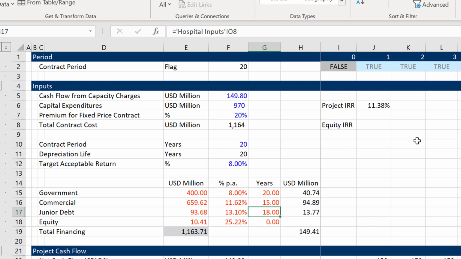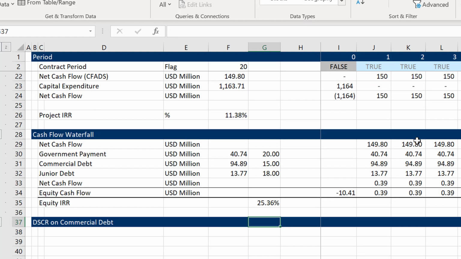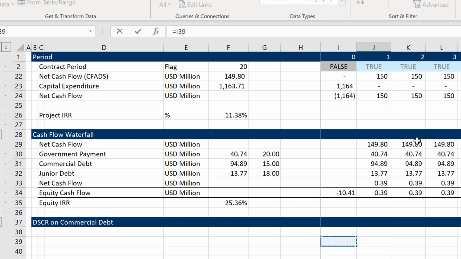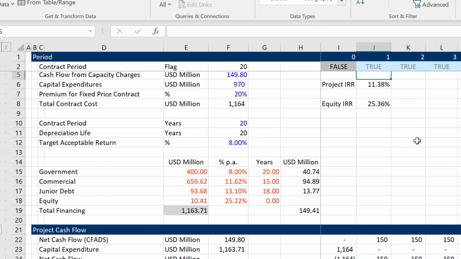Now, just to get started, again, you don't have to be some fancy modeler to understand how these things fundamentally work. We had some different financing. We started with some cash flow on the top. We had a project IRR of 11.38, and we have an equity IRR of 25.36, which should make the equity holders really, really happy. Okay, but it's highly levered. It's almost meaningless.